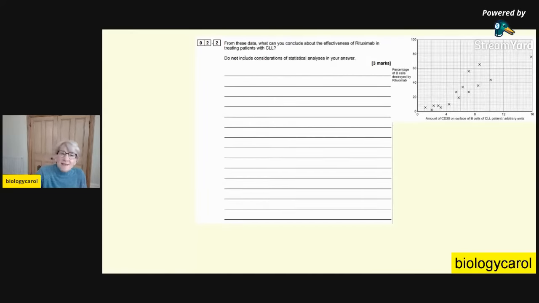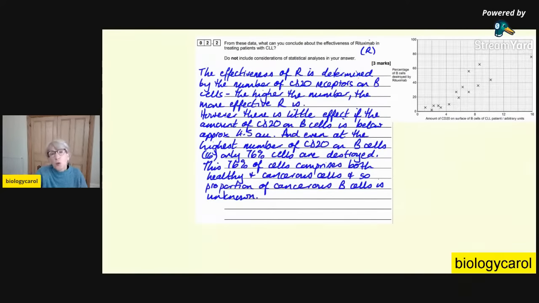What can you conclude? And it tells you not to include considerations of statistical analysis. They don't want you talking about stats. So what can we conclude about the effectiveness of rituximab? So here I would say that the effectiveness of rituximab increases as the number of CD20 receptors on the cells increase, and here I've told the examiner that I'm using the initial R, or the abbreviation R, for that long drug name. Quite useful to do that.